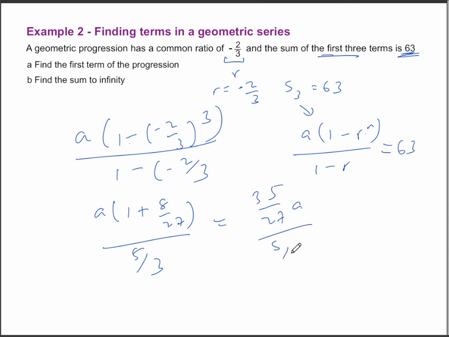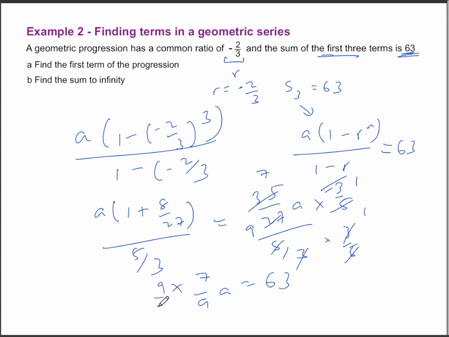35/27 a over 5/3. What we can do is multiply by 3 over 5 up and down. This cancels out, so the denominator becomes 1. In the numerator, 27 divided by 3 becomes 9, and 5 divided by 5 becomes 1, and the 35 becomes 7 if you simplify. So at the end we have 7 over 9 a equals 63. And then multiply by 9 over 7, multiply by 9 over 7.